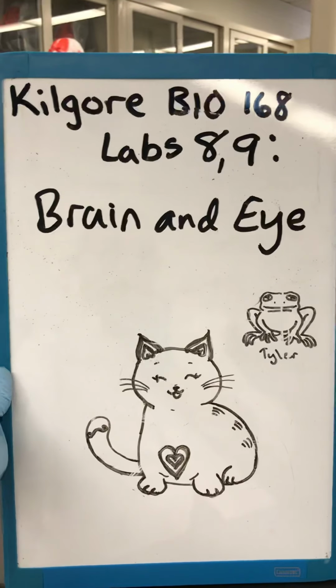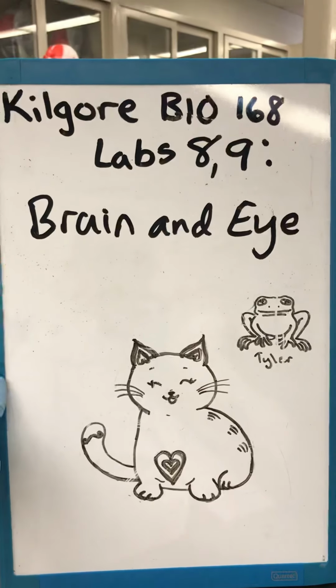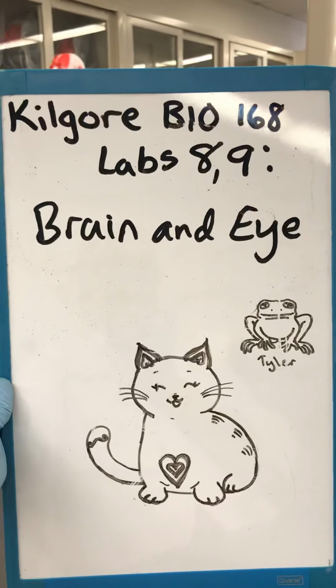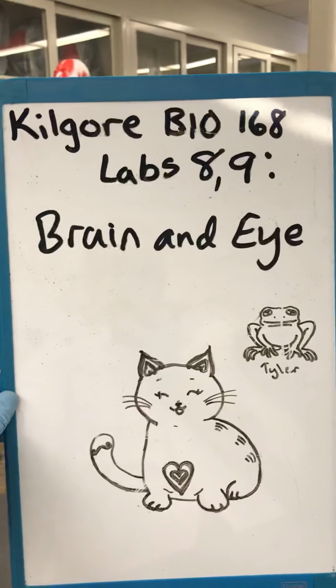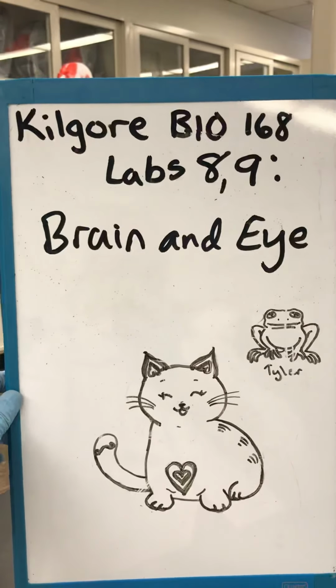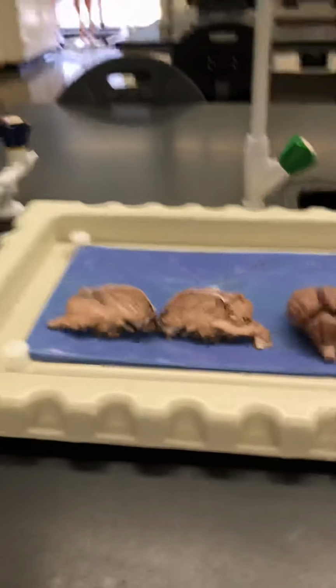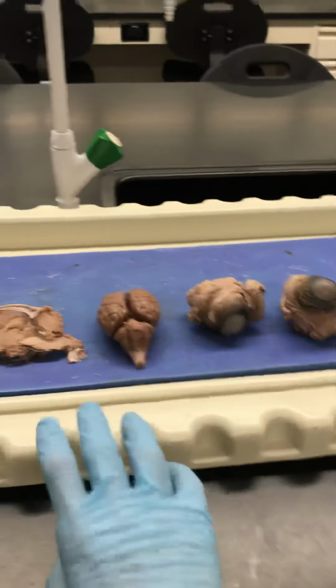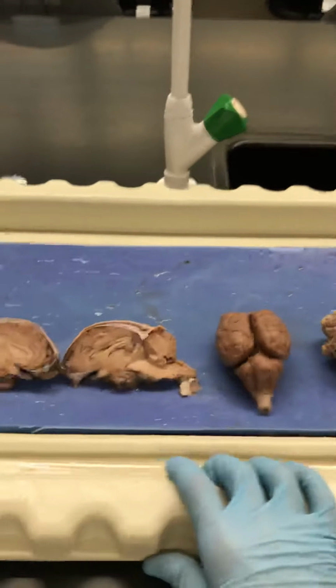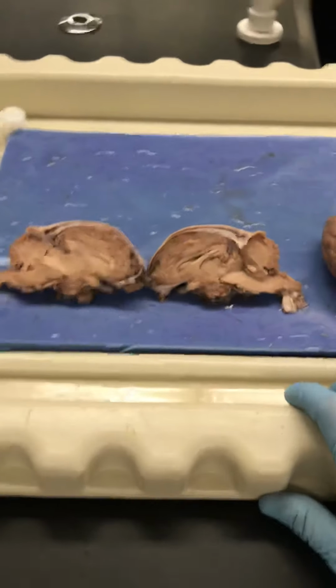In this video, I am going to go over the brain and eye dissection for you to help you learn the structures for your exam and to help complete labs 8 and 9. This is the brain and the eye, and I'm going to attempt to do this one-handed. Let's see how it goes.